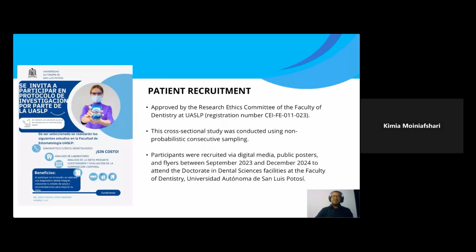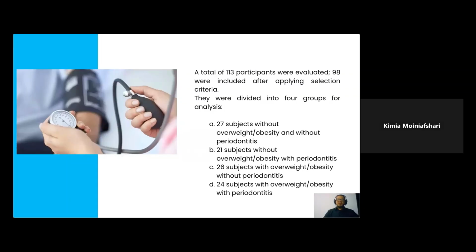This study was approved by the Research Ethics Committee of the Faculty of Dentistry at the UASLP. It was a cross-sectional design conducted between September 2023 and December 2024, using a consecutive, non-probabilistic sampling method. Participants were recruited through online platform posters and flyers. All were systemically healthy adults who voluntarily participated and provided written informed consent. A total of 113 participants were initially evaluated and 98 met the inclusion criteria.